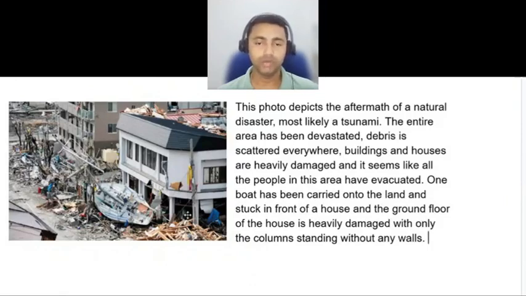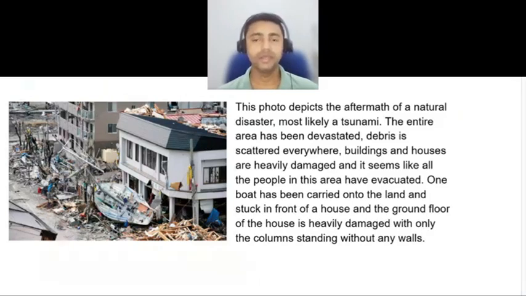If you see this house, on the ground floor only the columns are standing, and you can't see any of the walls. Maybe all the walls have been damaged, maybe collapsed. That's what you could see. So you could describe the picture in this way. You don't have to mention much about the foreground and the background, because there is nothing much that we can see. So we can write a description like this.